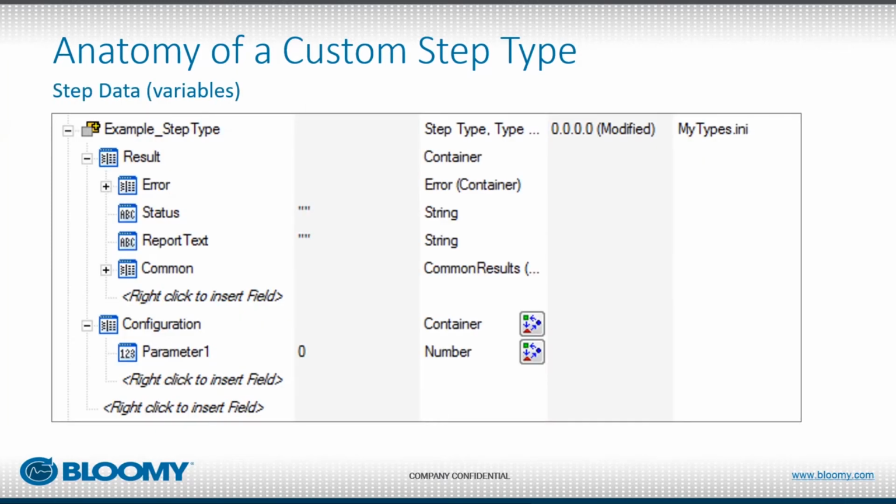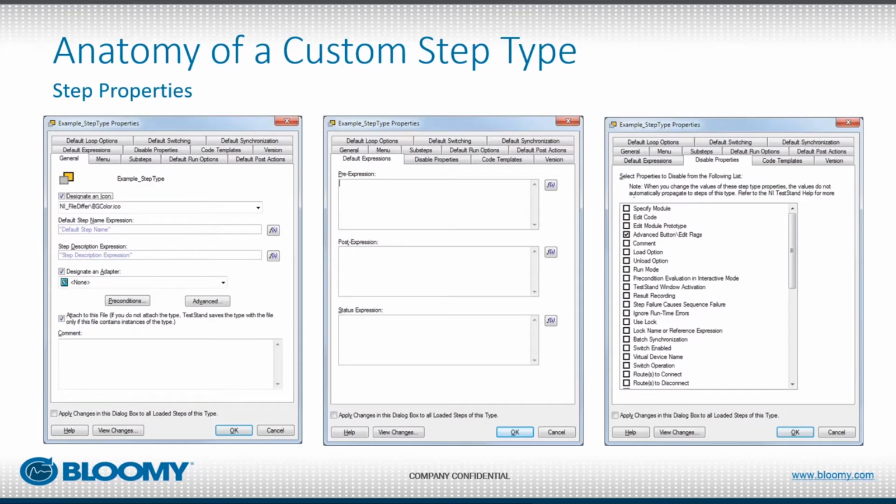In a little more detail, the next several slides will go through those four boxes that we just looked at. For the step data, in a custom step you can configure or set up unique variables, containers, etc. for your step. And then for step properties, this shows screenshots of the many step properties that you have in a custom step type.